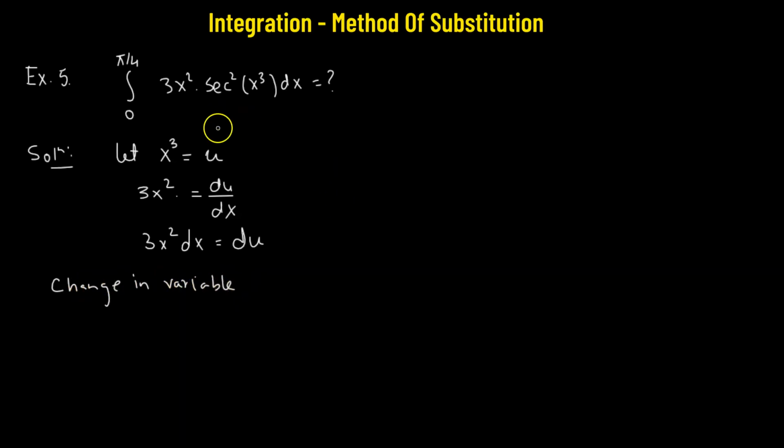The meaning of this is this: once we do the substitution, our integral becomes, in place of 3x squared dx, we have du. And secant squared of x cubed becomes secant squared u. So this is our integral. What we've done is transform our integral from the x variable to the u variable. The limits that we have are the limits for x, so we want to change them to the endpoints of u. We want to write it in terms of u.